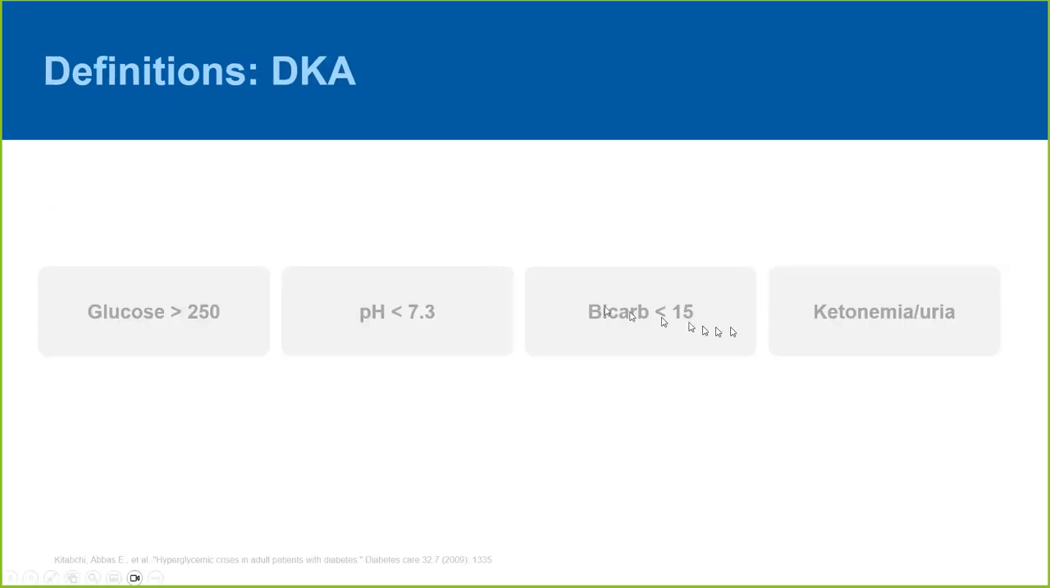So to start with a background, there are various definitions of DKA, but the American Diabetes Association and UpToDate seem to converge on these general lab values. They tend to notice it if the glucose goes above 250, the pH drops below 7.3, the bicarb is less than or equal to 15, with the presence of ketones in the blood and urine.